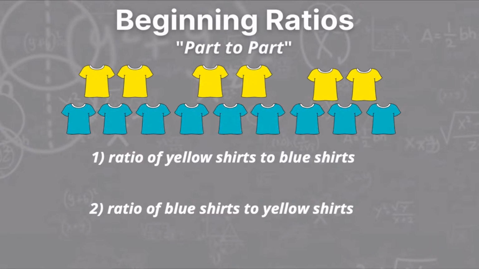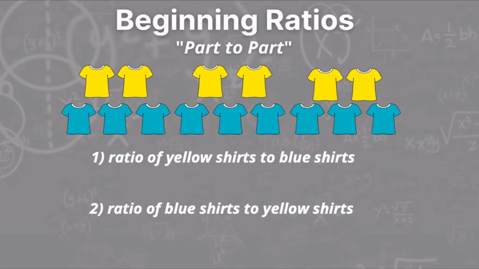So for an example, pictured here, we have a bunch of t-shirts, some yellow t-shirts and some blue t-shirts. The first example we're going to talk about is part to part. That's when we compare the ratio of two different items separately. Question number 1 is saying, what is the ratio of yellow shirts to blue shirts? So we're going to compare the quantity or number of yellow shirts to the quantity or number of blue shirts.